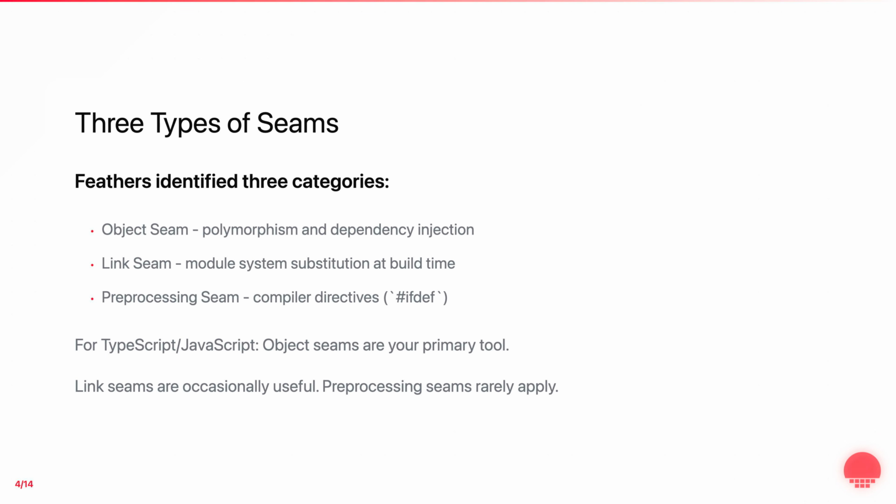Every seam has two parts working together. The seam itself is where behavior actually varies in your code. The enabling point is where you decide which behavior gets used. Think of a light switch. The seam is the bulb socket where light happens, but the enabling point is the switch on the wall where you control it. In that order processor example, the seam is where the payment dependency gets used, but the enabling point is way over in your test setup where you're deciding to inject a mock instead of the real gateway.